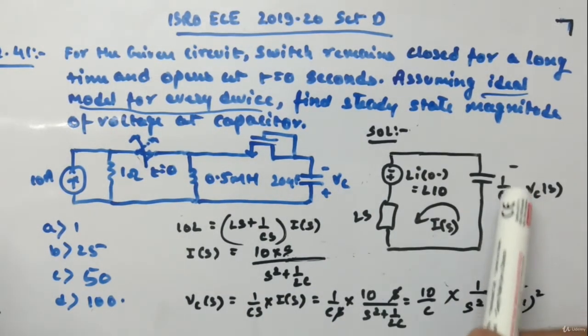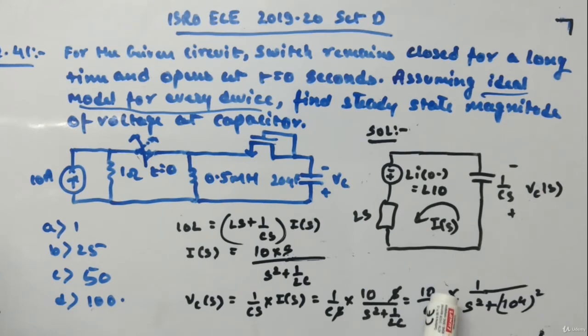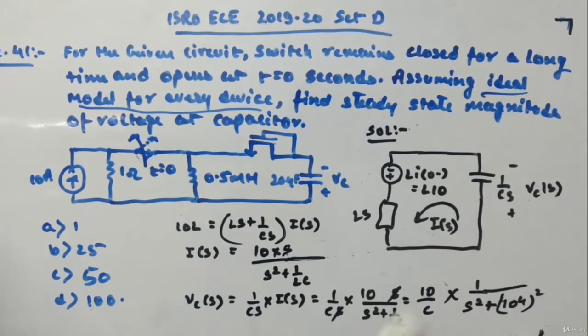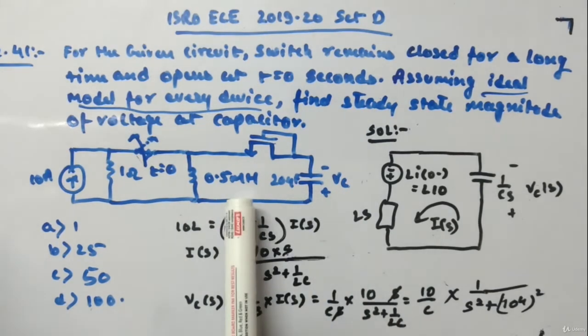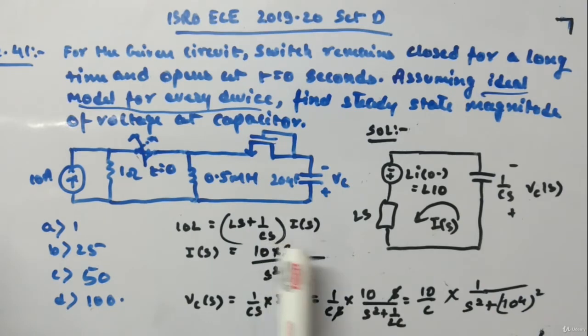Now the voltage will be the current multiplied by 1 by Cs. This will be the voltage in the Laplace domain. So we plug in 1 by Cs into 10 into s divided by s squared plus 1 upon LC. The s will get cancelled, so you will have 10 upon C into 1 upon s squared plus 1 by LC. 1 by LC is 10 to the power 8, since L is 0.5 millihenry and C is 20 microfarad, which I can write as 10 to the power 4 whole squared.